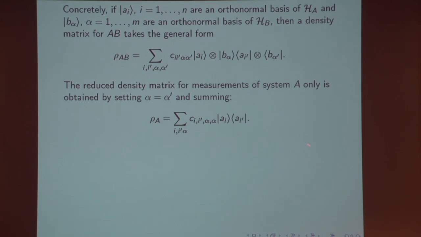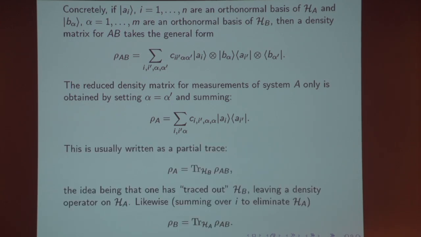But if you're going to measure system A only, you can get a reduced density matrix by setting alpha equals alpha prime and summing. So if you set alpha equals alpha prime and sum, you get a density matrix for A only. That's usually written as a partial trace. Rho_A is the trace over H_B of rho_AB. The idea being that we took a trace over the matrix elements that act on system B, this was alpha and alpha prime, leaving a density matrix for H_A.